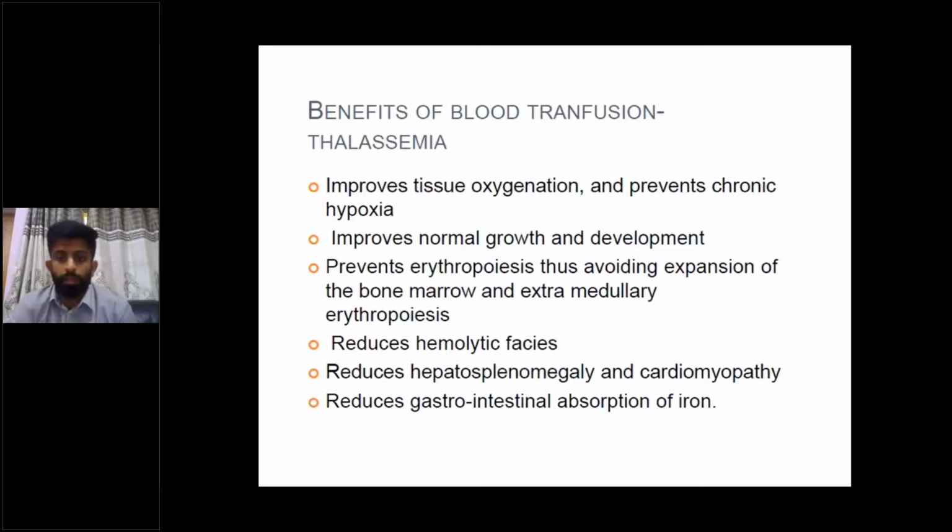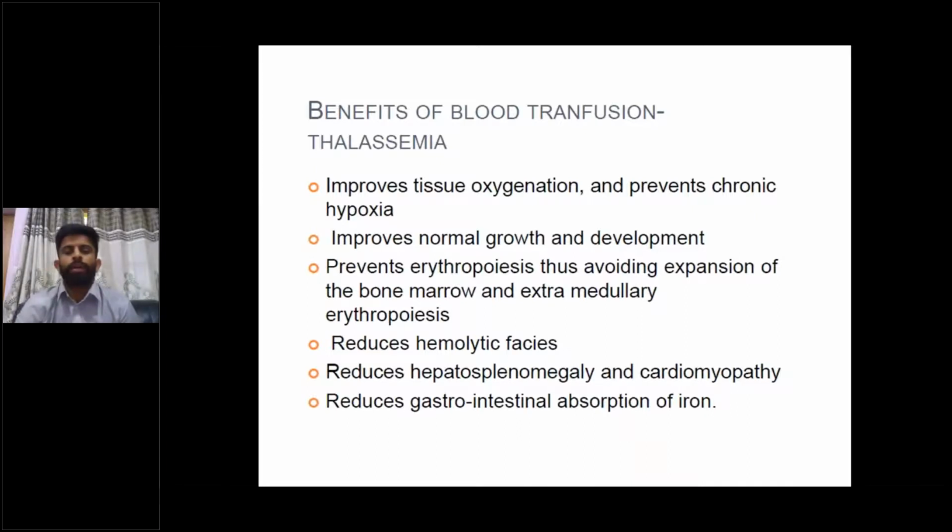If there's anemia, then patient is going to have cardiac overload and eventually will lead to dilated cardiomyopathy and hypertrophic states. Maybe a hyperdynamic circulation can occur because of anemia, and hepatosplenomegaly will also occur. That will be prevented or reduced because of blood transfusions, and it also reduces the gastrointestinal absorption of iron.